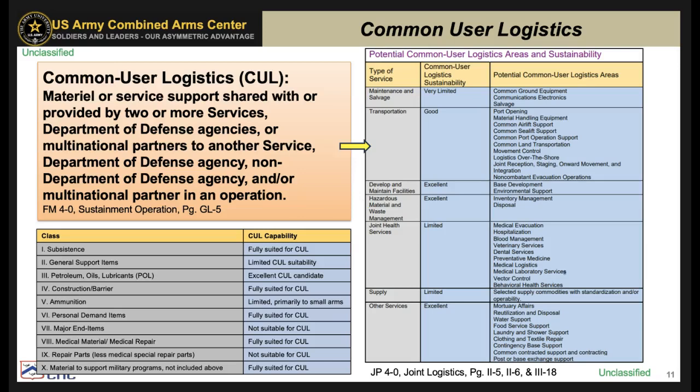Likewise, transportation services are generally good candidates, facilitating the strategic movement of forces and materiel. Joint health services, however, have limited CUL applicability, reflecting the specialized nature of medical support. Understanding CUL is crucial for logisticians and planners alike, as it underpins our ability to support diverse operations effectively and sustainably.